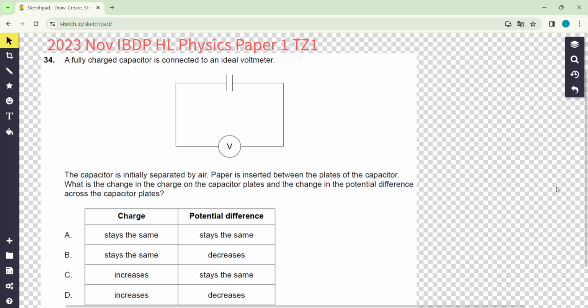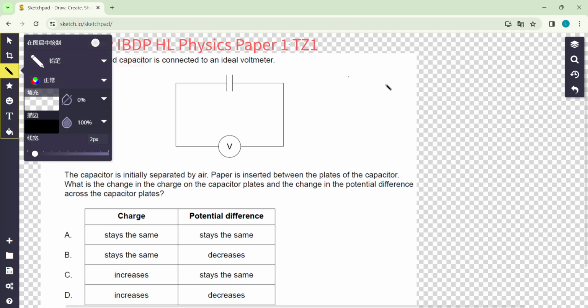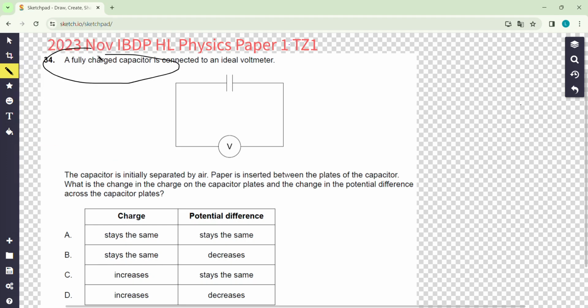Everybody. Question 34 is another out of syllabus question, so concentrate on it for the coming May exam. So it talks about a fully charged capacitor connected to an ideal voltmeter. So before, maybe it has charge Q.